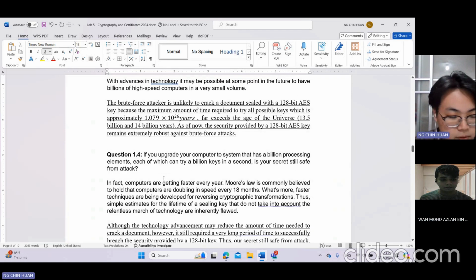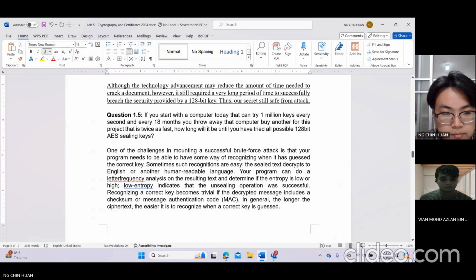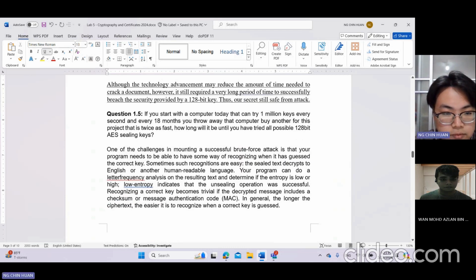For question 1.4, although technology advancements may reduce the amount of time needed to crack a document, it still requires a very long period of time to successfully breach the security provided by a 128-bit key. Thus, our secret is still safe from any attack. Now we proceed to question 1.5.